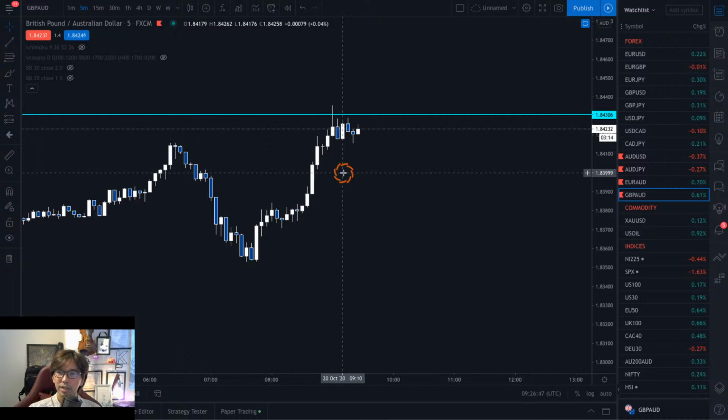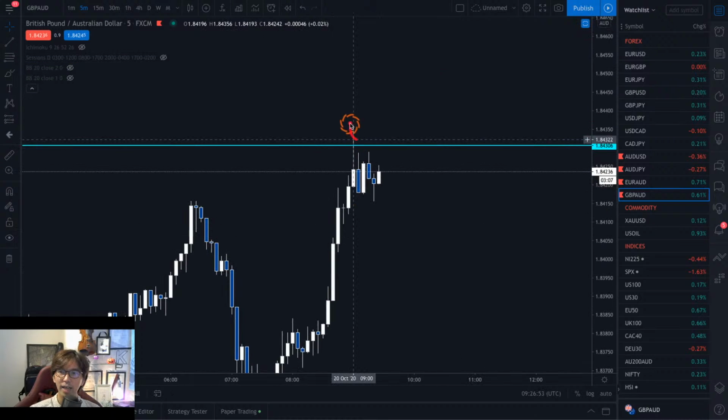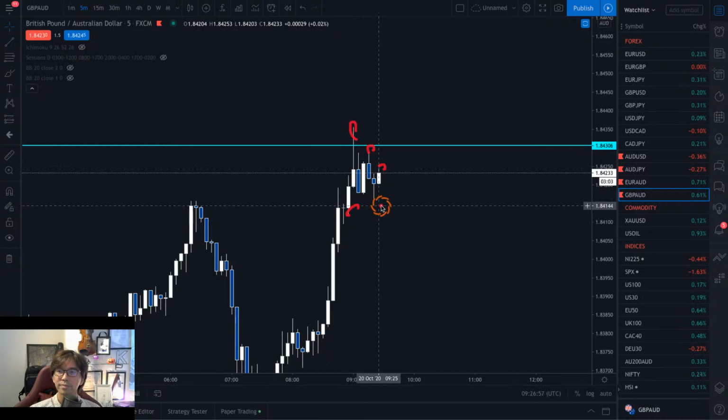This is the typical type of a P wave where the highs are getting lower and the lows are getting higher now. So the price might go within the range like this.